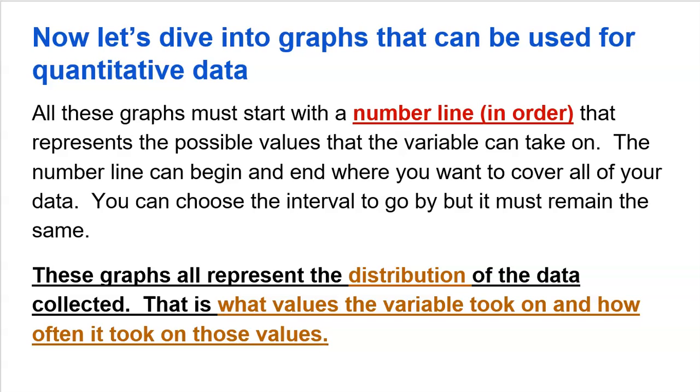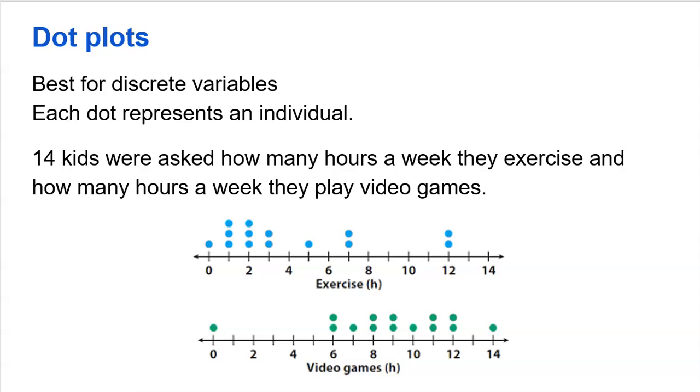So all of these graphs represent the distribution of the data. It's important that you know what the word distribution means. The distribution of a variable is simply what values the variable took on and how often it takes those values on. So you're literally just showing, hey, these are the values that I saw in my data, and these ones were most common. Now, the first way we could do this is with a dot plot. A dot plot is really best for discrete variables where they're whole numbers only, and every dot represents an individual. So imagine I asked 14 kids, hey, how many hours a week do they exercise and how many hours a week do you play video games?